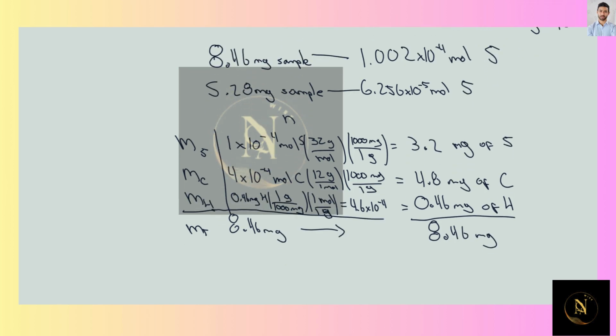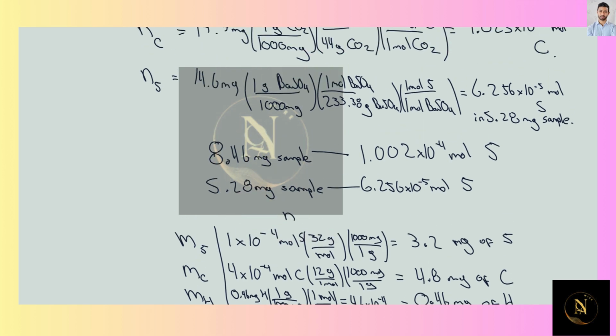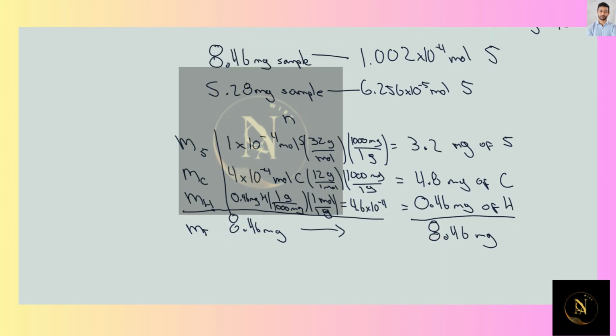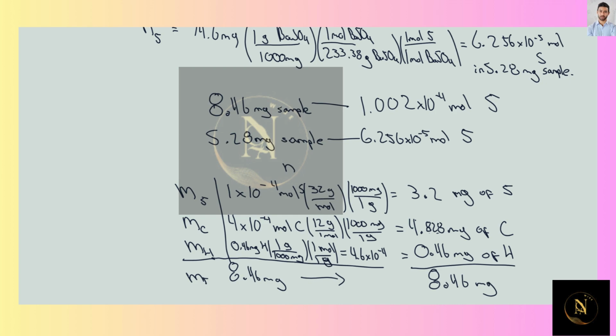Now here, just a comment to get a more accurate result. If we plug in here the full quantity that we had before, the 4.023, the amount of milligrams of carbon would be equal to 4.828, and the quantity of sulfur would be 3.206. So with this, we would get a mass of hydrogen of 0.426, which is a little bit closer to the actual result. Okay.